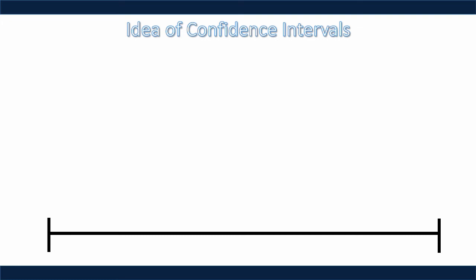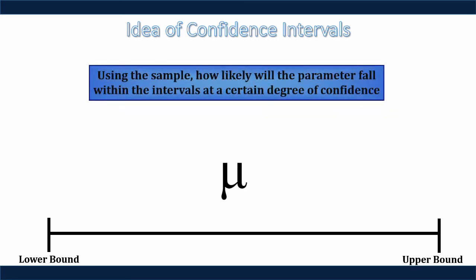In this example, if we set our confidence level at 95% and find the lower bound and upper bound of our confidence interval around the mean, we are saying that if we conduct the same survey or experiment over and over under the same conditions, we expect that the population level parameter, here mu, will fall within the confidence interval 95% of the time.